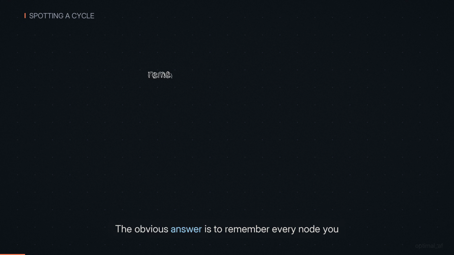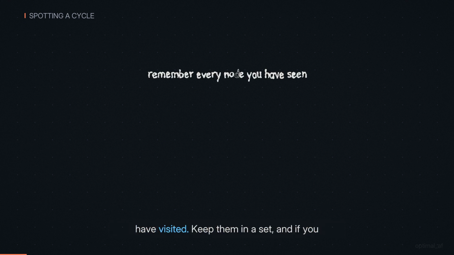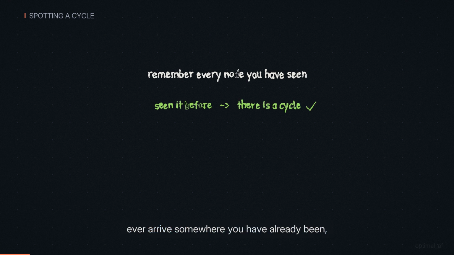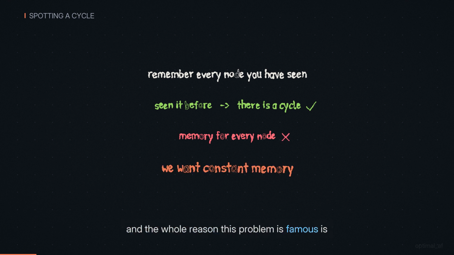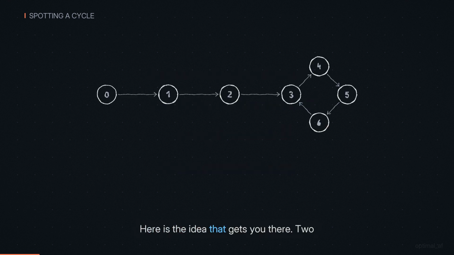The obvious answer is to remember every node you have visited. Keep them in a set, and if you ever arrive somewhere you have already been, there's a cycle. That works, but it costs memory proportional to the length of the list, and the whole reason this problem is famous is that you can do it in constant memory. Here is the idea that gets you there.